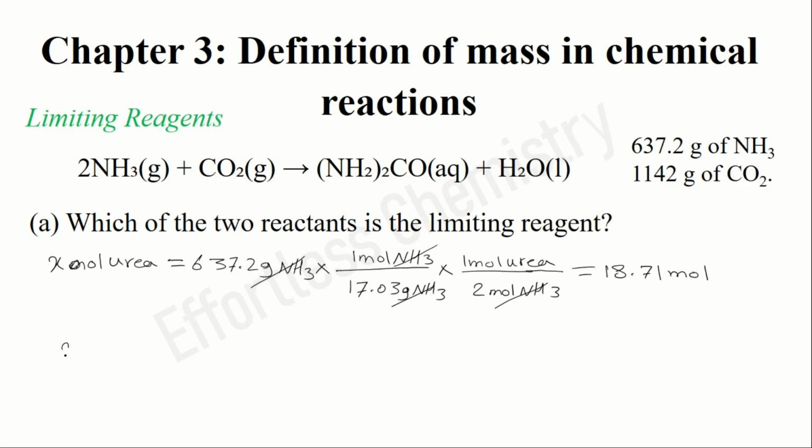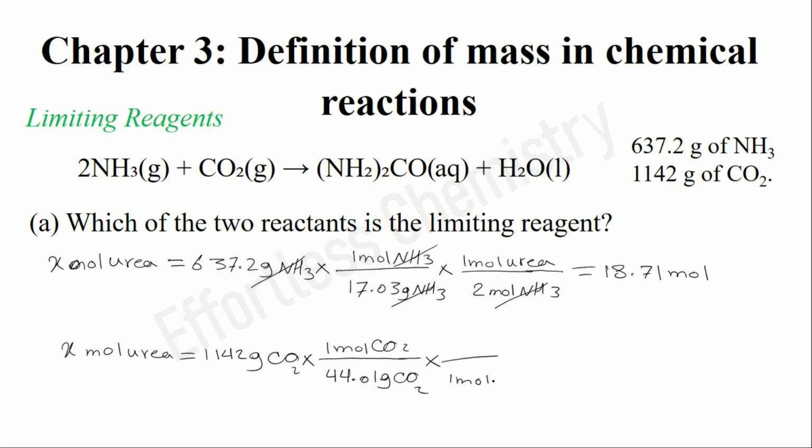We need to find moles of urea using carbon dioxide. We have 1142 grams of carbon dioxide. Conversion of gram to mole: 1 mole carbon dioxide has a molar mass of 44.01 grams of carbon dioxide. Using the equation, we know 1 mole carbon dioxide equals 1 mole urea.